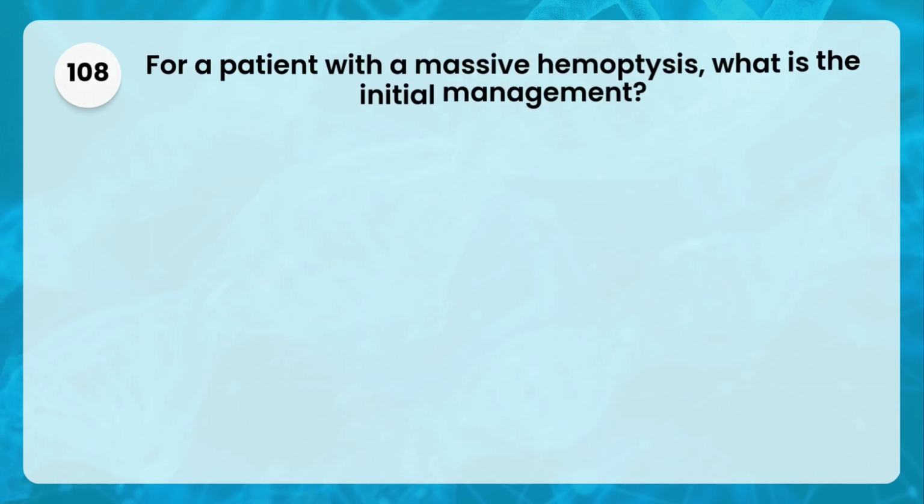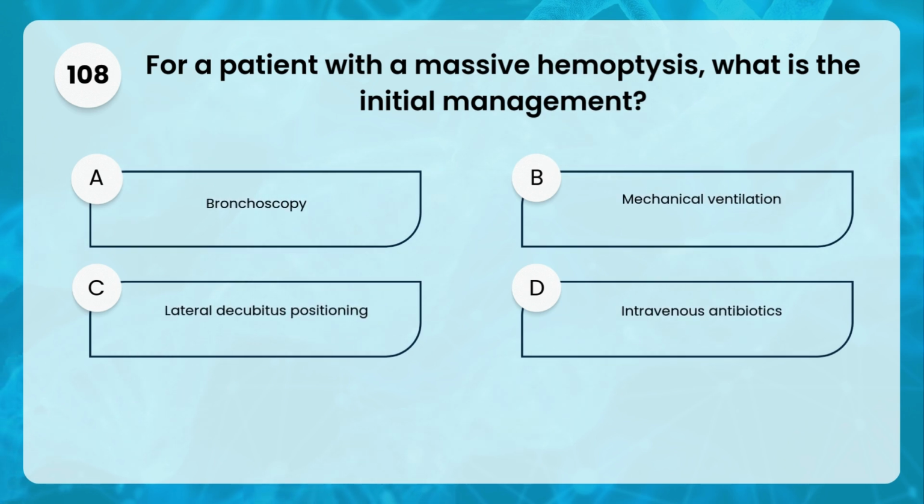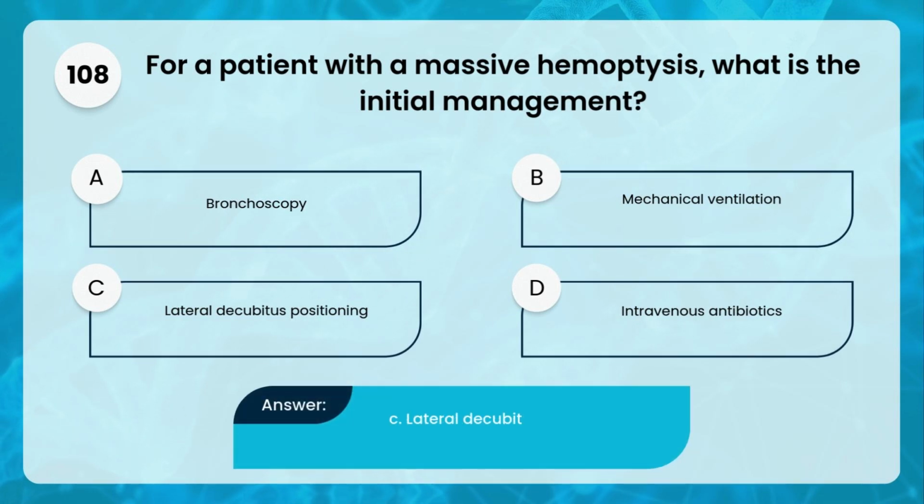108. For a patient with a massive hemoptysis, what is the initial management? A, bronchoscopy. B, mechanical ventilation. C, lateral decubitus positioning. Or D, intravenous antibiotics. The answer is C, lateral decubitus positioning.